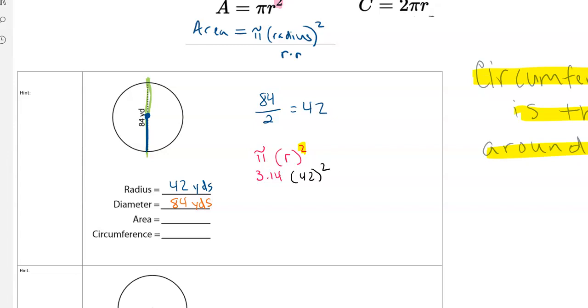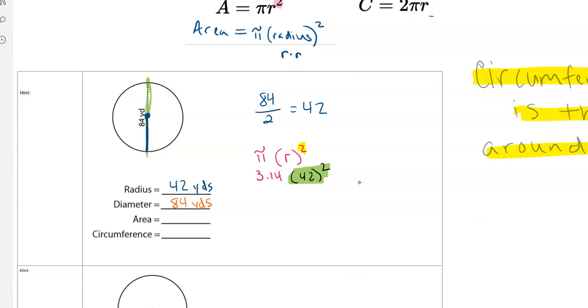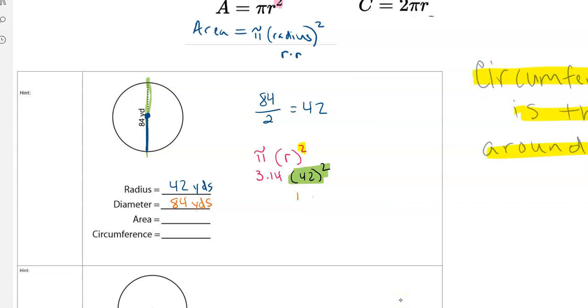Now, if you remember order of operations, we always do this one first before we multiply anything on the outside. Exponents first. So that's 42 times 42. Remember, that number 2 tells us how many times we're going to write down that number. I'm not going to do 42 times 2. It's 42 times 42. And that's going to equal 1764. So I'm going to write that down here.